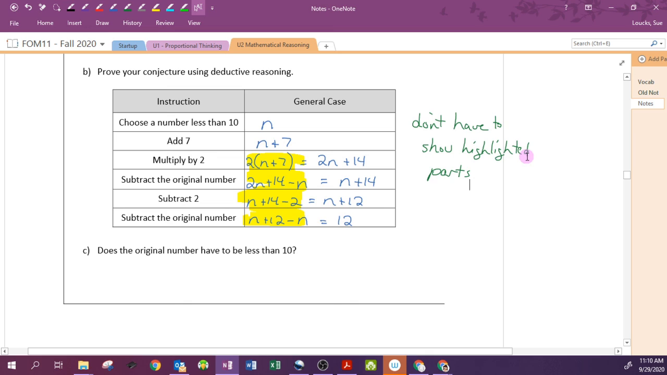Does the original number have to be less than 10? And the answer is no. There were no restrictions on n. Okay? Sometimes you end up taking a square root of something and then your number has to be positive for that to work. Okay? Sometimes there are other restrictions that there might be.